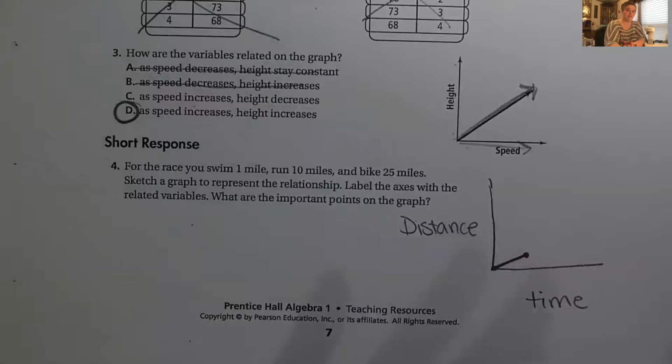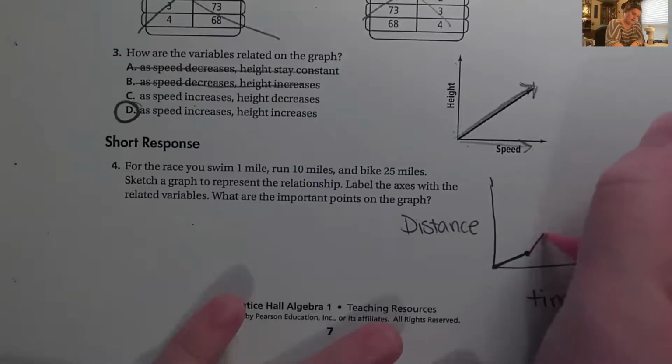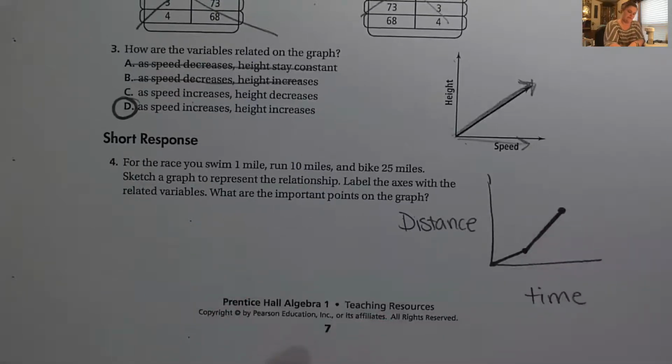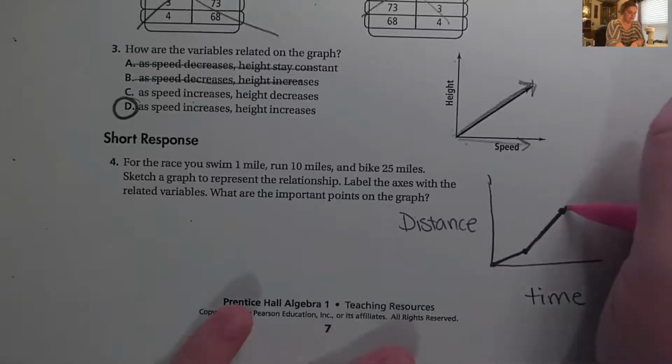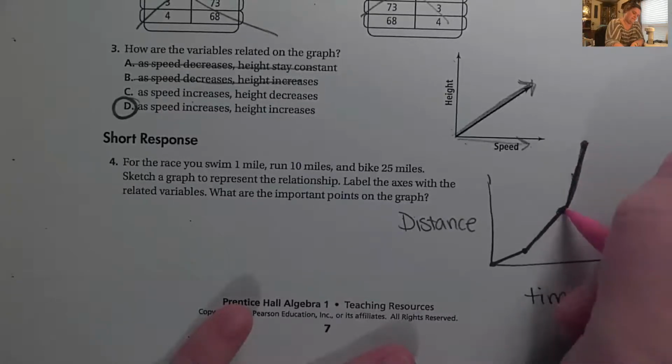Now I'm going to run 10 miles. Well, most people can do that a lot faster, and my distance is going to increase a lot faster because I can run faster. So I'm going to make that much faster, and that's 10. To like 10 miles. And then I'm going to hop on my bike and go 25. That's even going to be faster than that. So I'm going to hop on that bike and really cruise it up to 25.